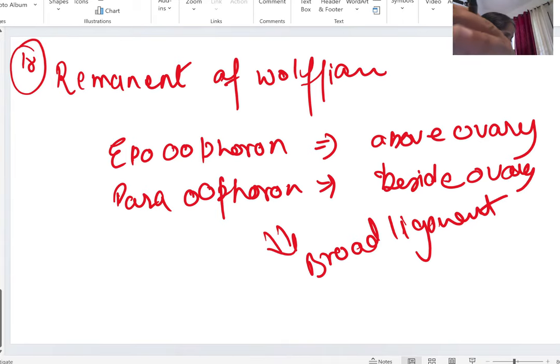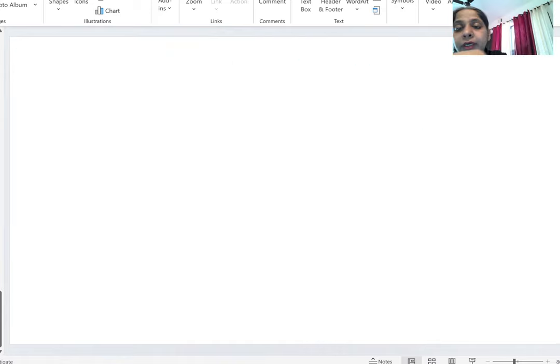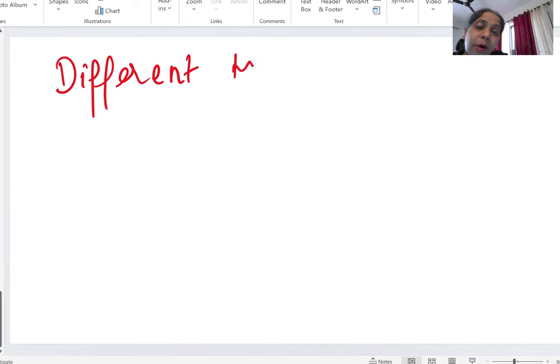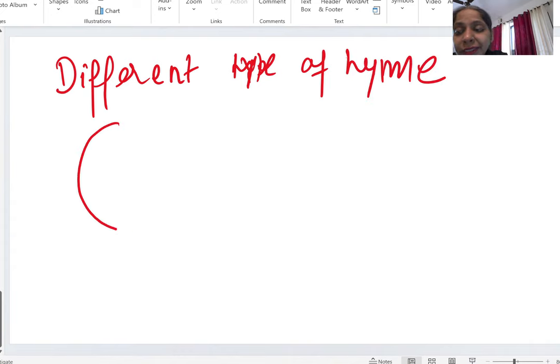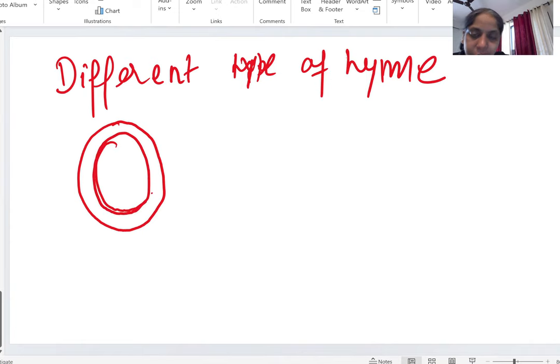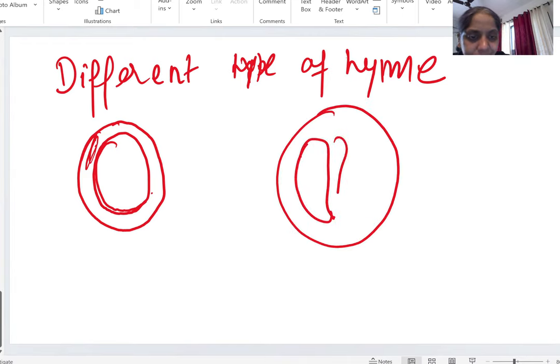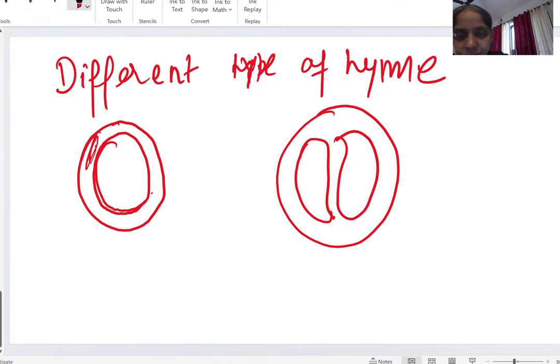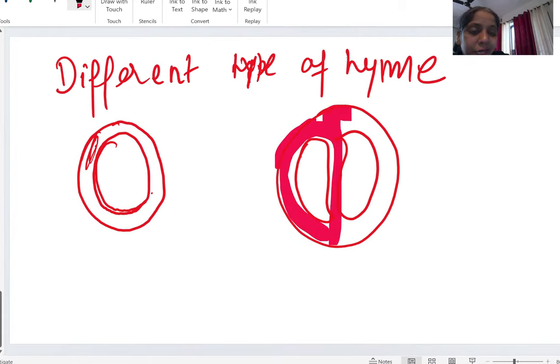Now, Dr. Rachna, your query on the different types of hymen. Usually the hymen is perforated like this. If this hymen has a septa in between, then it is septate.